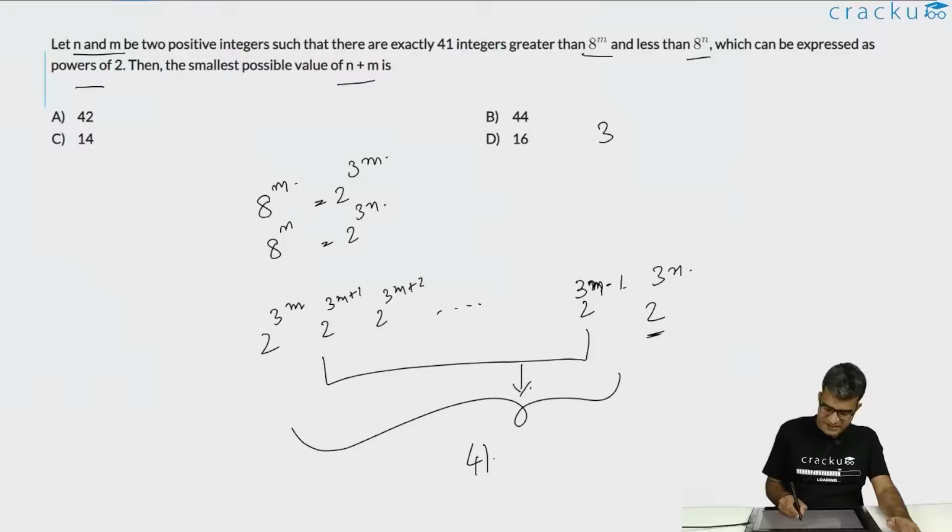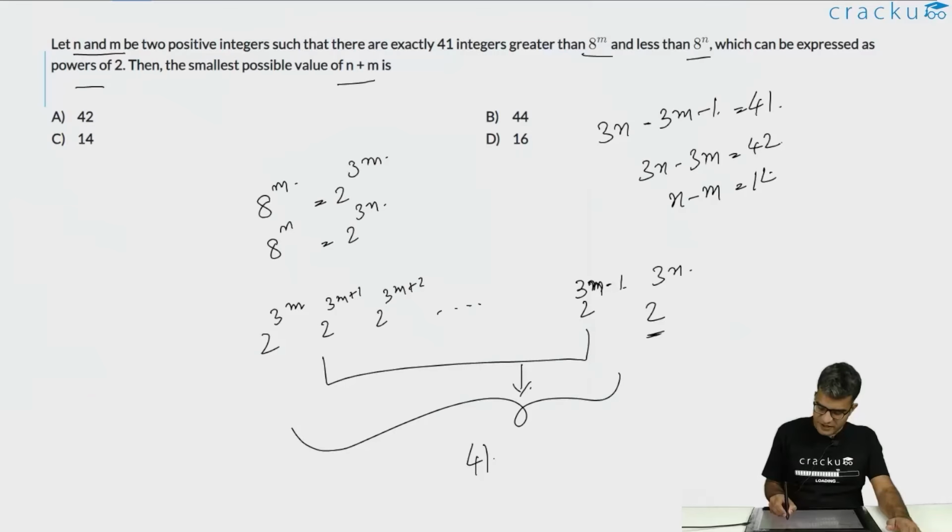The number will be 3n minus 3m minus 1. This basically is equal to 41, or 3n minus 3m is equal to 42, or the value of n minus m is equal to 14, or n is equal to m plus 14. We are asked to calculate the smallest possible value of n plus m.